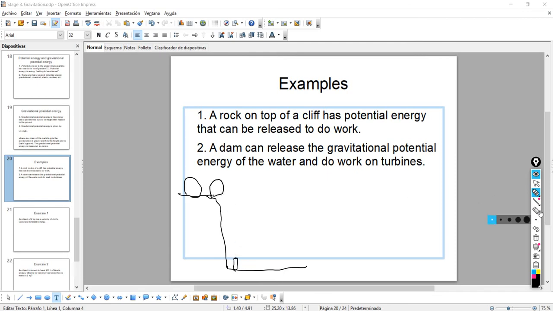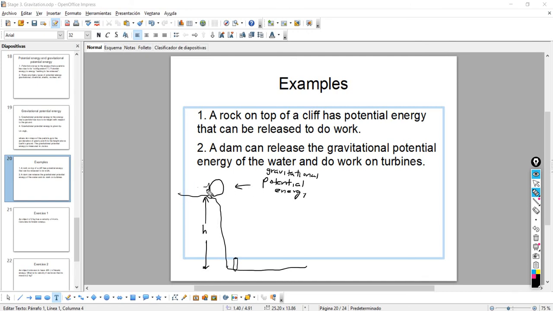This rock. Okay, so let's think about this, guys. When the rock is here at a certain height from this ground level, we say that this object has gravitational potential energy. In other words, it has accumulated some energy due to its position with respect to this surface, with respect to the ground. It has some energy waiting to be released.